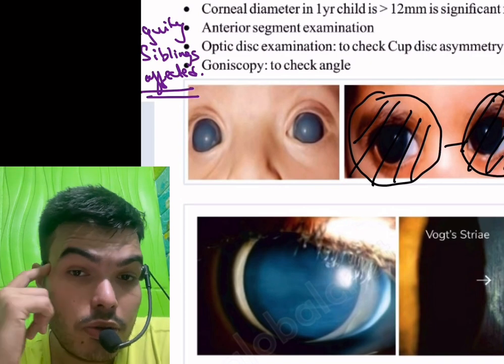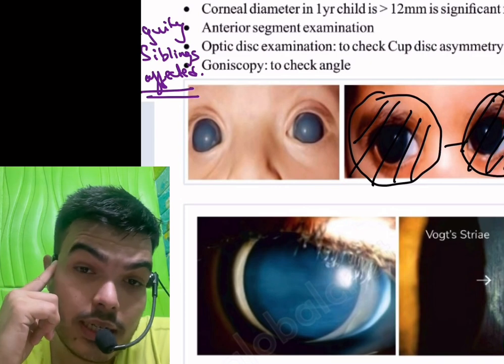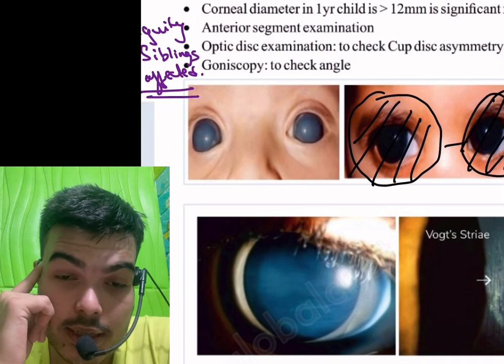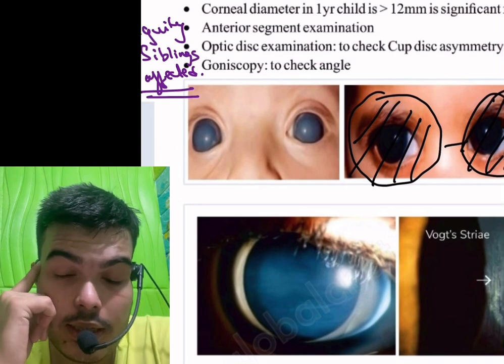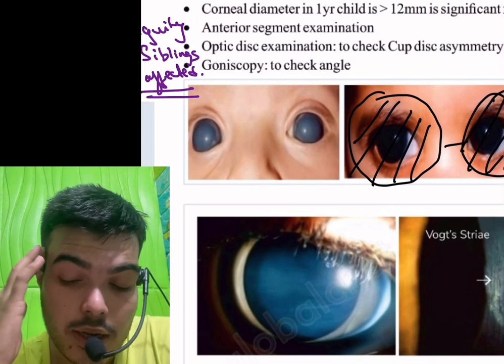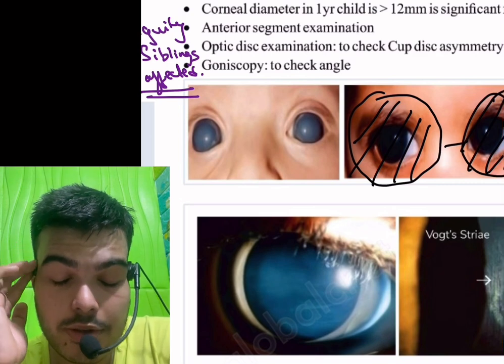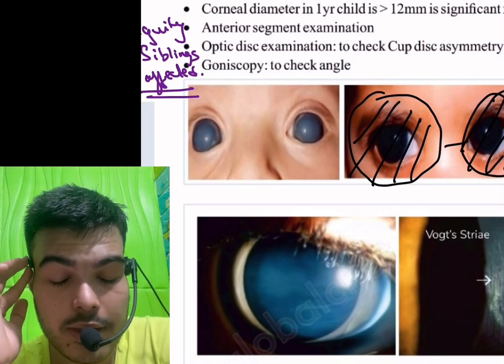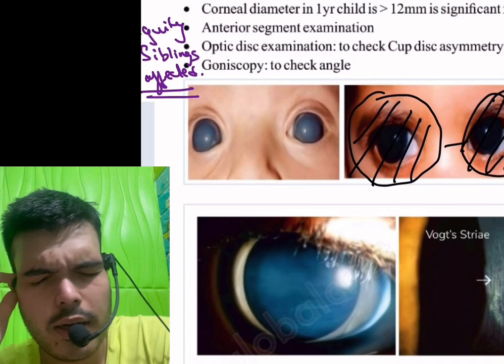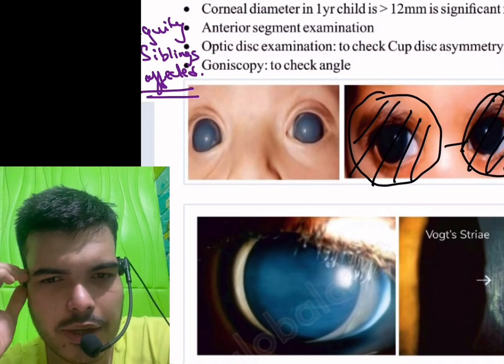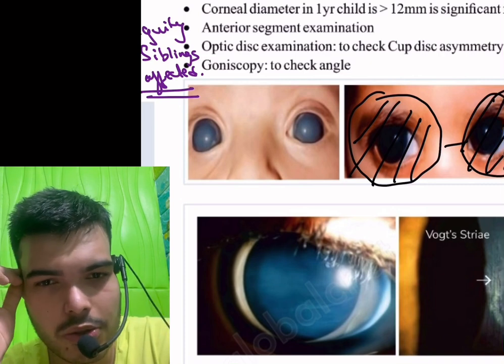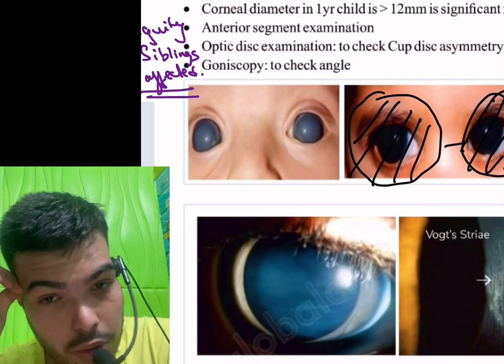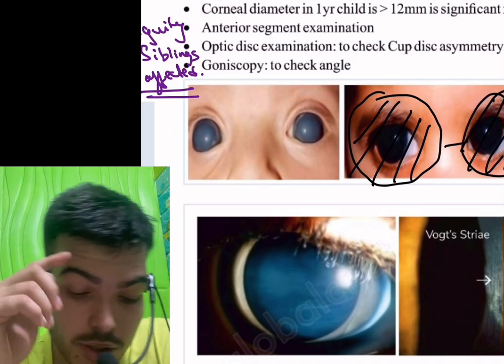Leukocoria is seen in the case of congenital cataract. It's seen in the case of retinoblastoma. It's seen in the case of persistent hyperplastic primary vitreous. It is seen in the case of retinopathy of prematurity, and different other diseases also. So you need to memorize all the differentials for leukocoria.